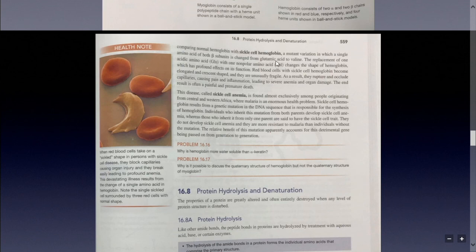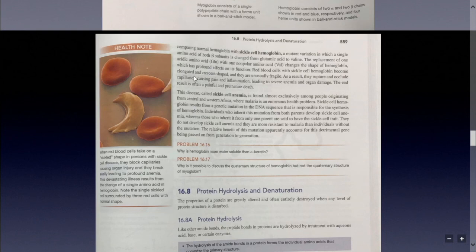It won't be the same polypeptide because you have valine instead of glutamic acid. So it's going to affect the attraction between the side chains, and the whole thing just falls apart. Here's a big deal though. You're replacing one acidic amino acid, glutamic acid, with a nonpolar amino acid, valine. So it's going to have a pretty big change, even though it's only one amino acid. It's going to change the shape of hemoglobin, which has profound effects on its function.